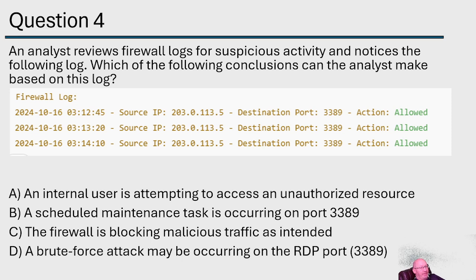B, a scheduled maintenance task is occurring on port 3389. I'm going to go with no. Because the source IP is, again, external. And since it's external, not really something we would do, right? We normally don't do maintenance tasks from an external IP. I mean, I guess you could, but again, I don't think so. I don't see that one, right? No.